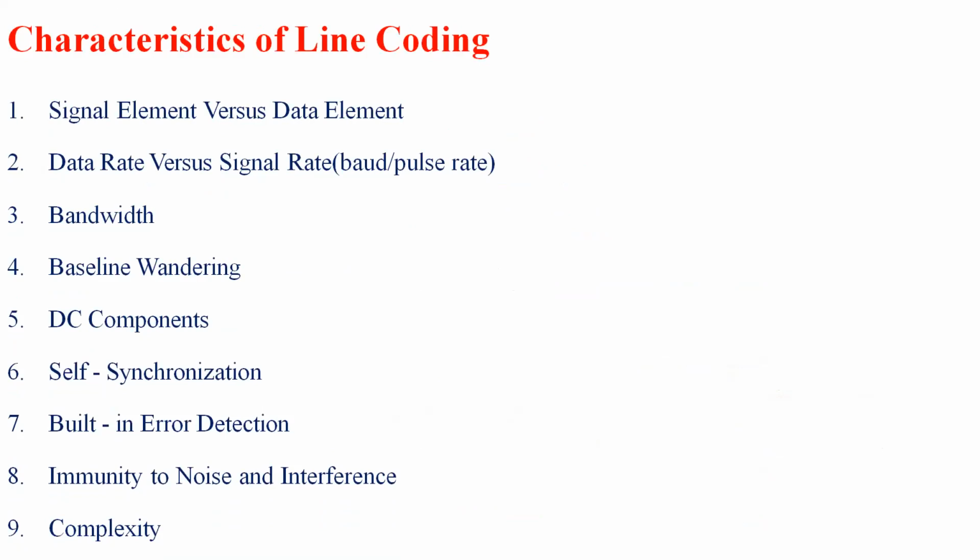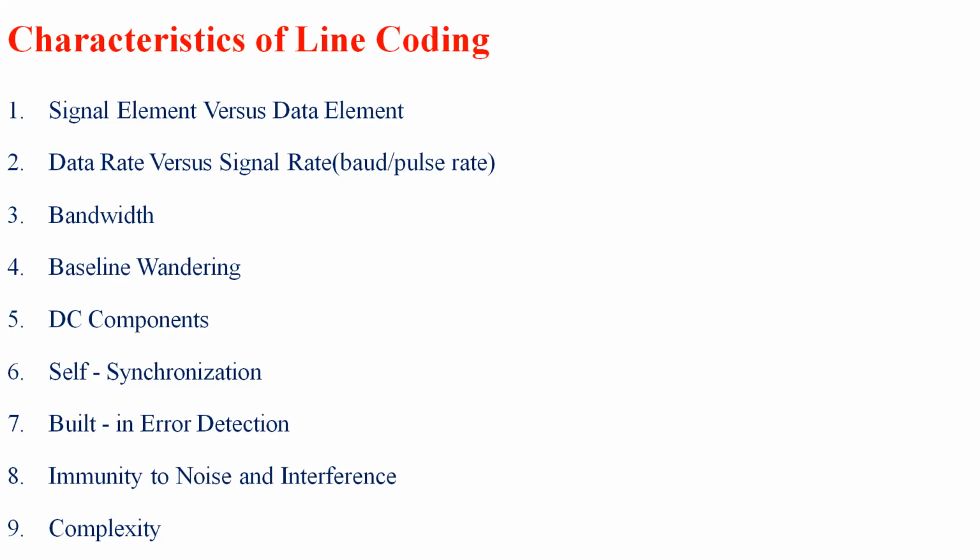There are some major characteristics with respect to line encoding, so let's learn about them. We have signal elements versus data elements. What is the difference between a signal element and a data element? How are they represented in digital signals or digital data? How does communication take place in the case of a signal element or a data element? Then we have data rate versus signal rate, which we can represent as baud rate or pulse rate. Next we have bandwidth. The fourth one is baseline wandering.